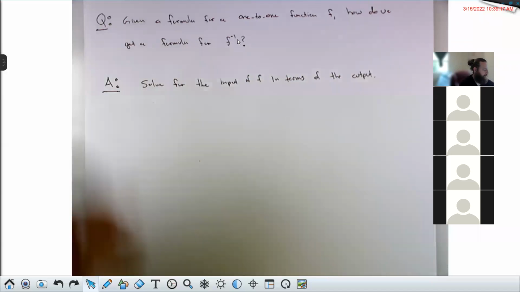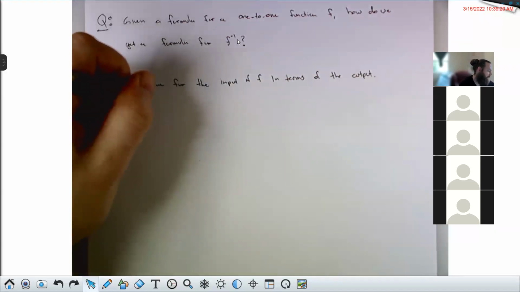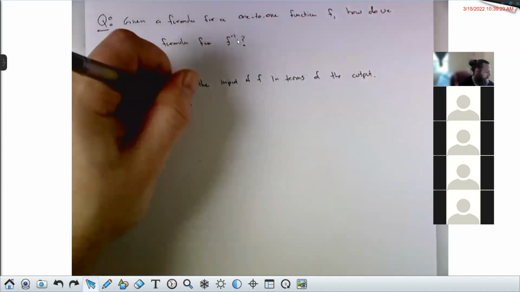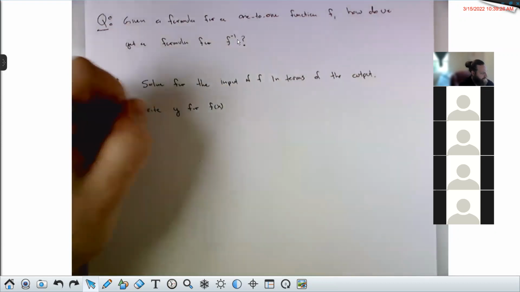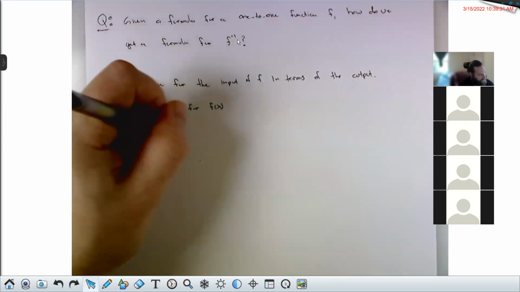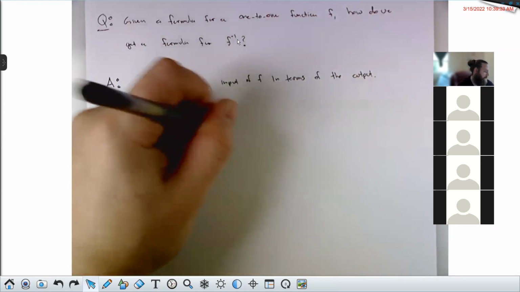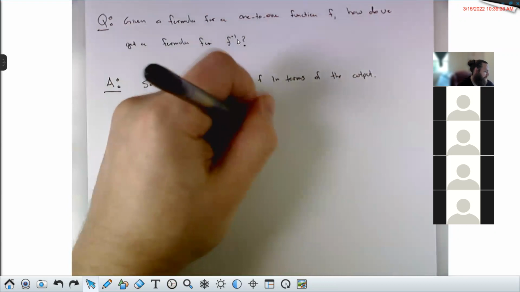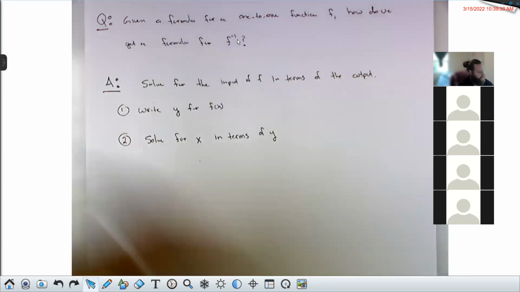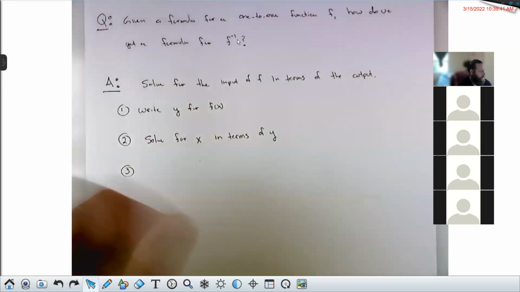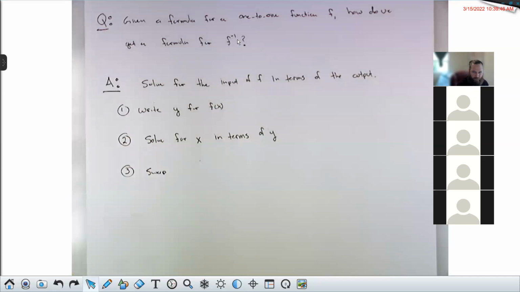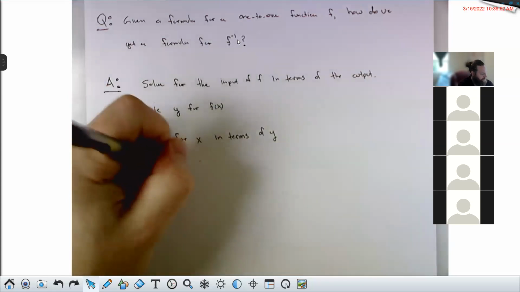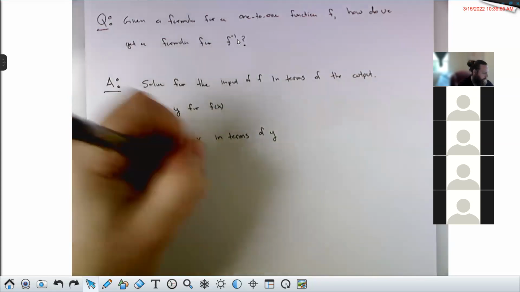In other words, the steps here, you're going to write y for f of x, solve for x in terms of y, meaning get x alone. And then you're going to swap x and y. I know some high school teachers tell you to swap x and y first. That's bad policy. Don't do it like that because you get confused about questions of domain. Solve for x, then swap.